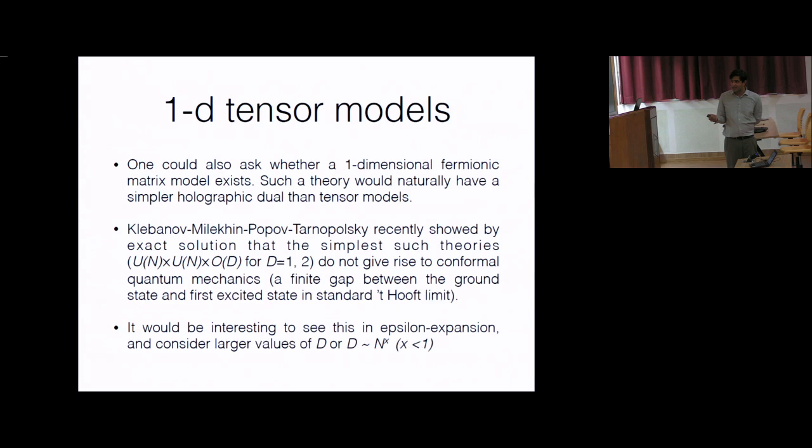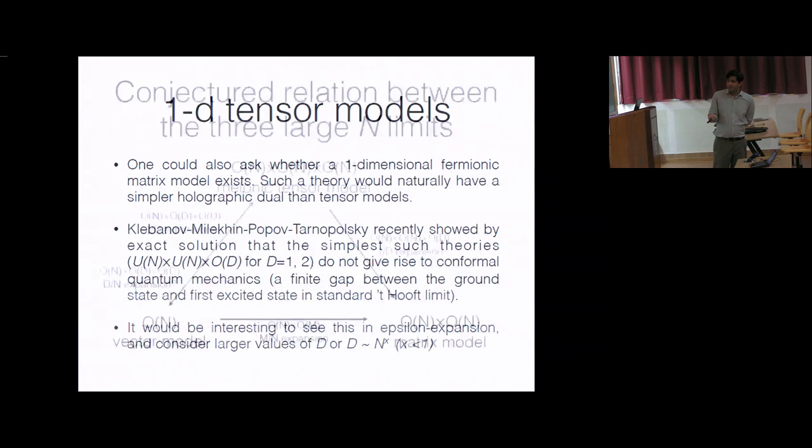They find, of course, you can solve it, and it's a sensible quantum mechanics theory, but they claim there's a finite gap between the ground state and the first excited state, even in the standard large N limit. So it doesn't give rise to conformal quantum mechanics. But you could study this for larger values of D where they couldn't solve it exactly, or for D scaling as a power of N. And this is what we hope to do with the epsilon expansion.